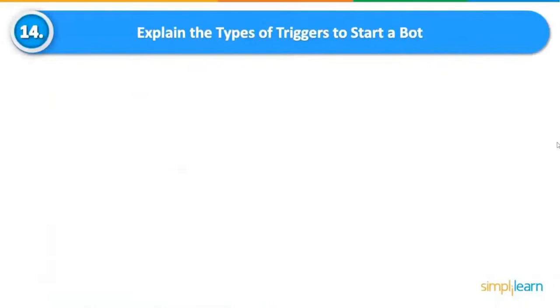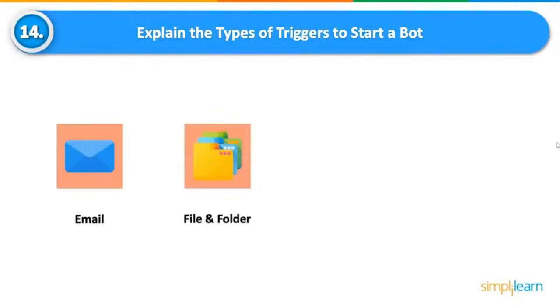Explain the types of triggers to start a bot. Email: in email trigger, a bot is launched when a new email message arrives in the given email service, such as Microsoft Outlook, email server, or AWS server. File and folder: when a predefined file or folder event occurs, it starts a bot.